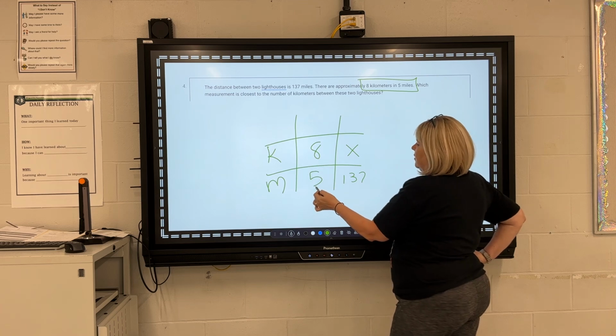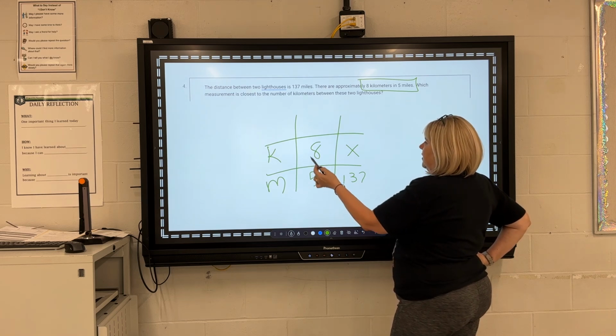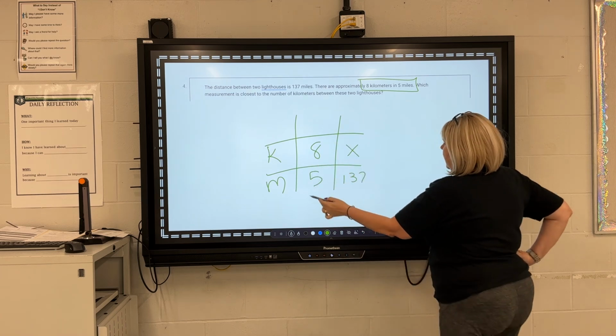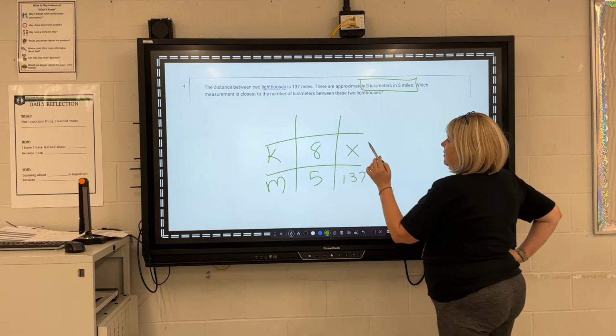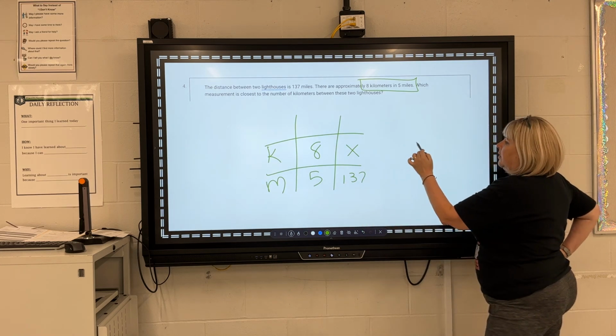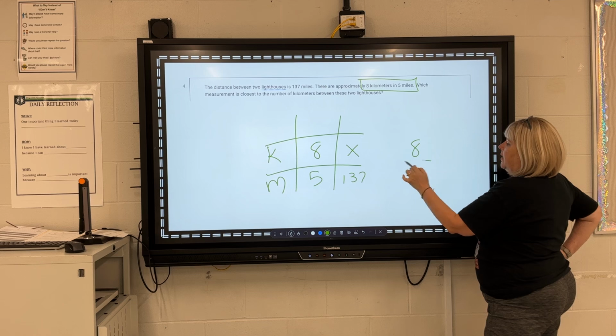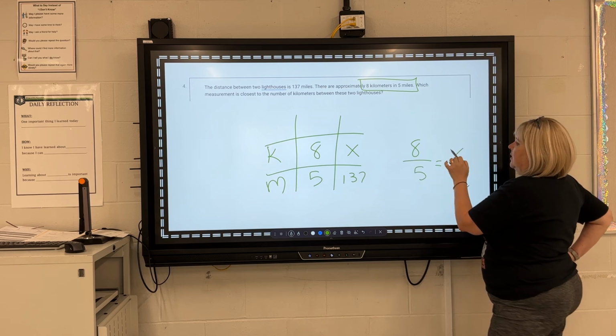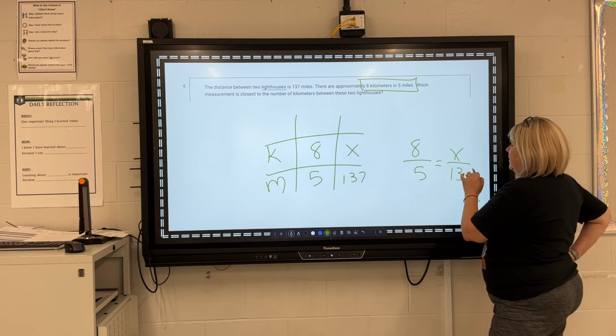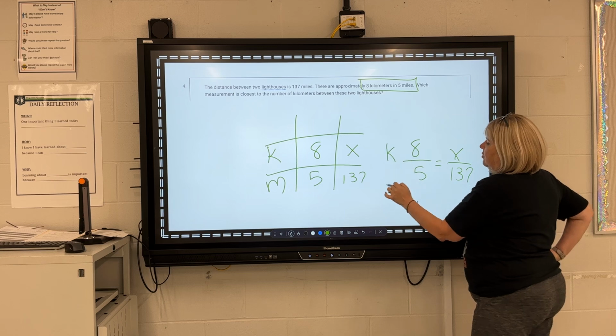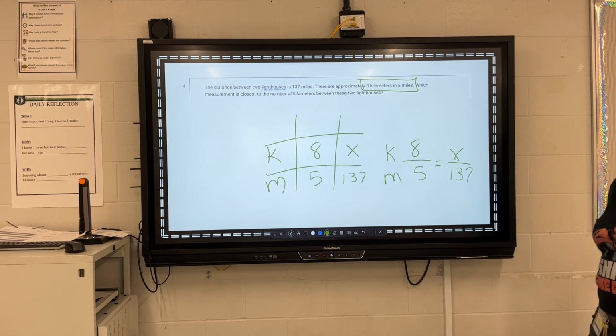So what did I do to 5 to get 137? Or I can cross multiply and divide. Remember that I can also set it up as 8 over 5 equals x over 137, as long as you keep your labels with you.